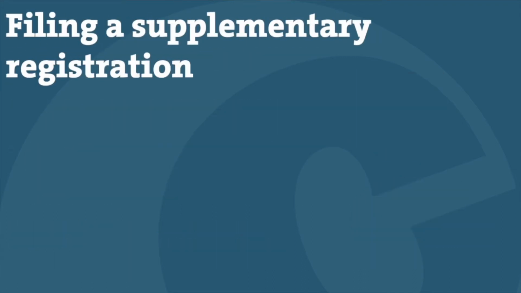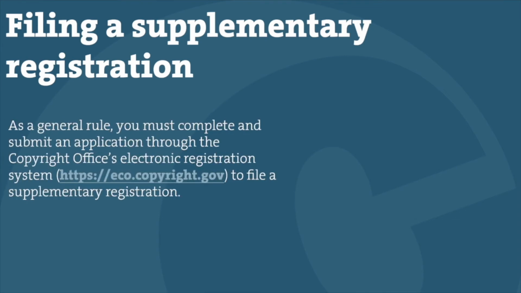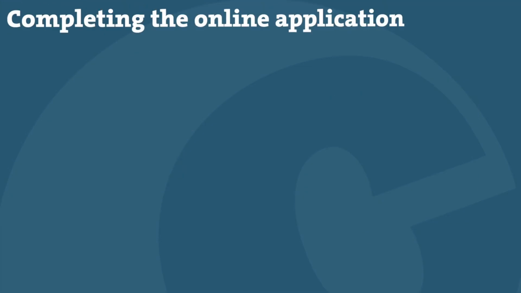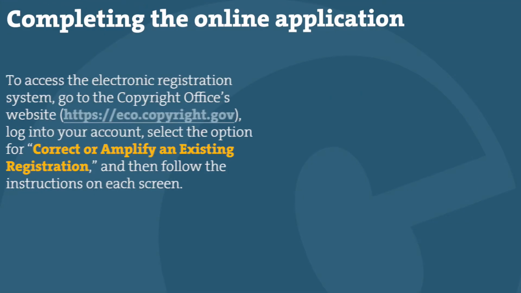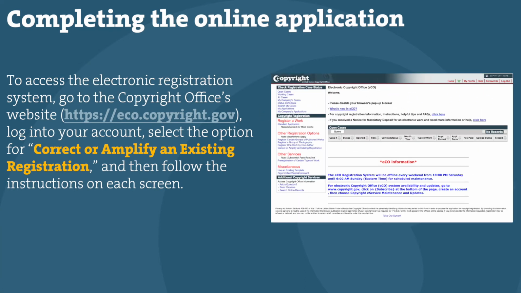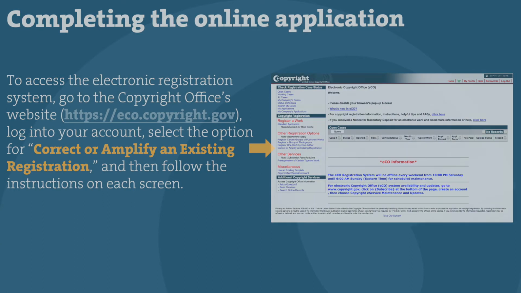Filing a supplementary registration. As a general rule, you must complete and submit an application through the Copyright Office's electronic registration system to file a supplementary registration. Completing the online application. To access the electronic registration system, go to the Copyright Office's website, log into your account, select the option for Correct or Amplify an existing registration, and then follow the instructions on each screen.